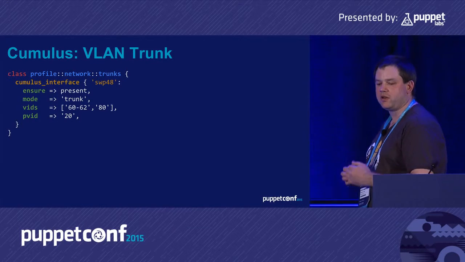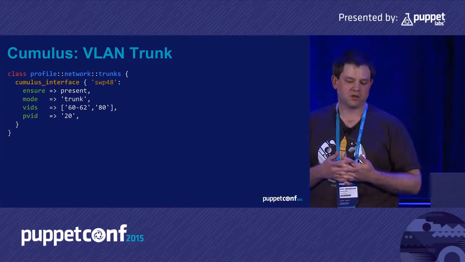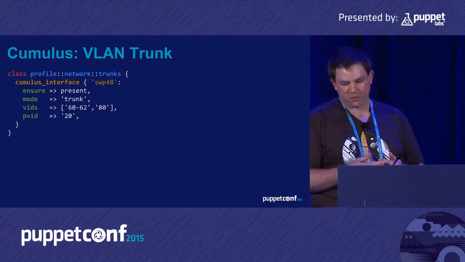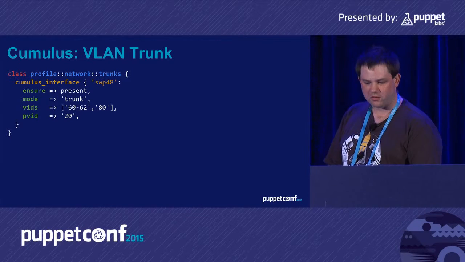And this is what it would look like on a Cumulus-based switch. Again, a native type, switch port 48 with a native VLAN of 20 there with the PVID.